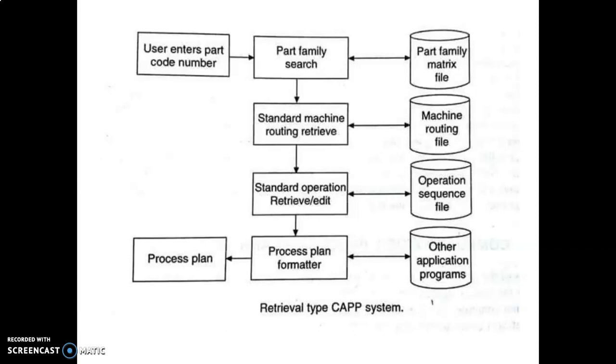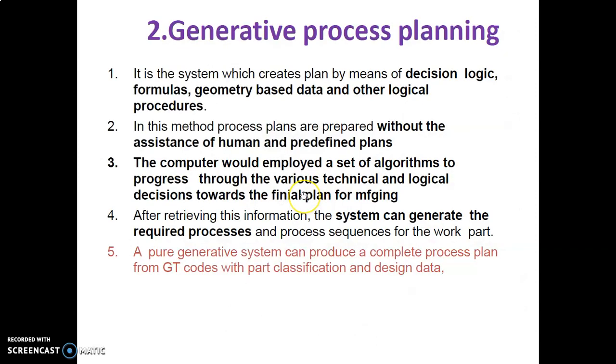So this is a diagram of the retrieval type CAPP. The user enters the part code here, then it will search for the part family. In this we have two options. One is the part family matrix file, from which the standardized machine routing is retrieved. It will search and retrieve the standard machine routing, from the machine routing file. Next is the standard operation retrieval, that is the operation sequence file. Then the process plan formatter and other application programs. So you can see this is the process plan of the retrieval type system.